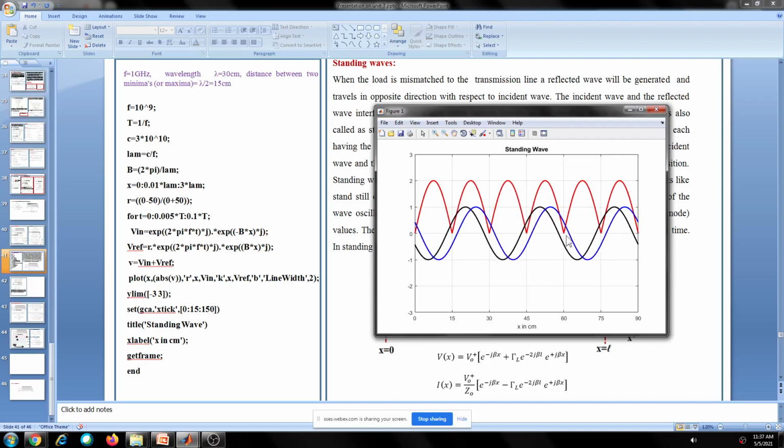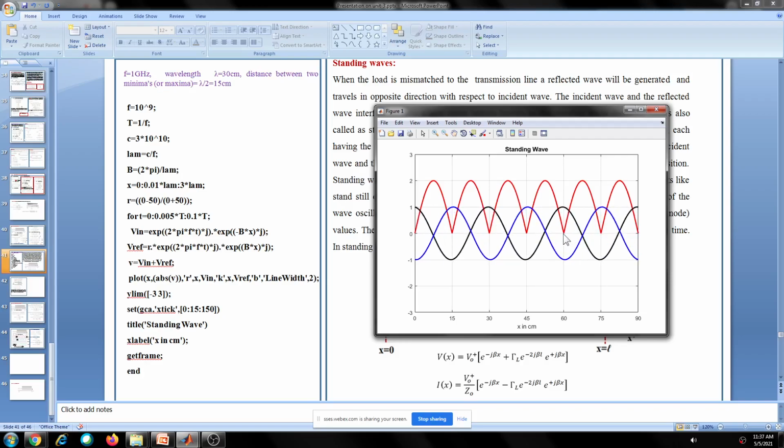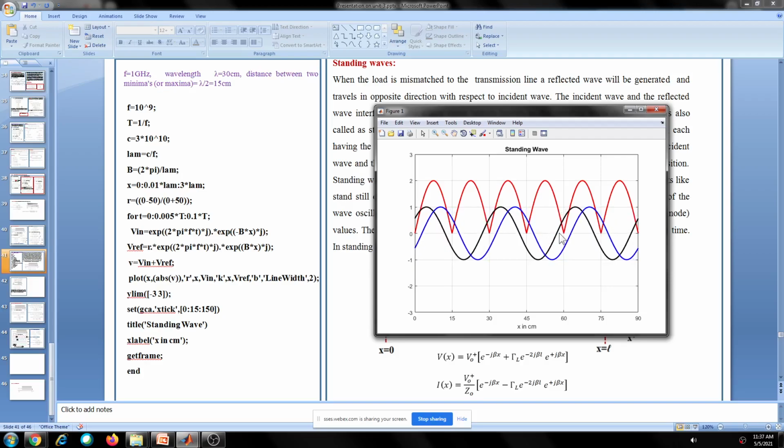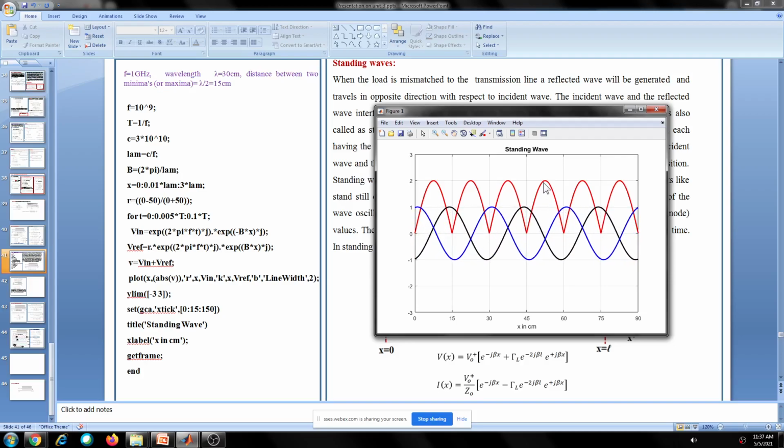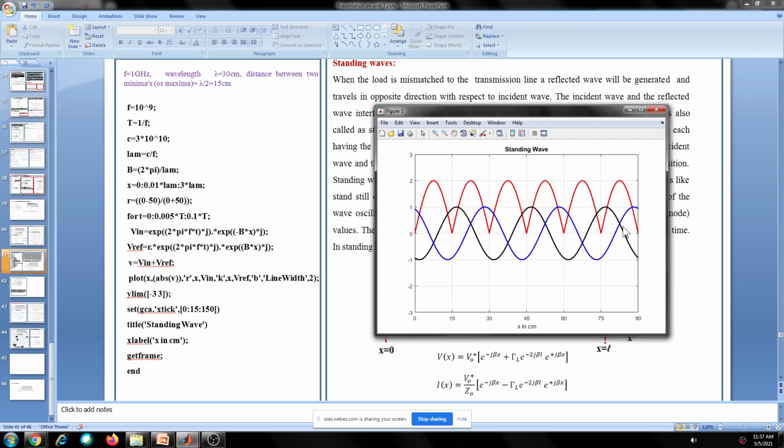Actually, this pattern repeats every lambda by 2 at the operating frequency. The distance from one minima to another minima is lambda by 2, from here to here. Similarly, from one maxima to another maxima it is lambda by 2.